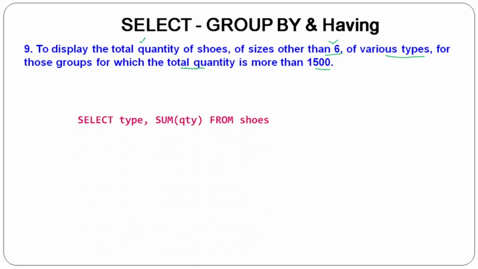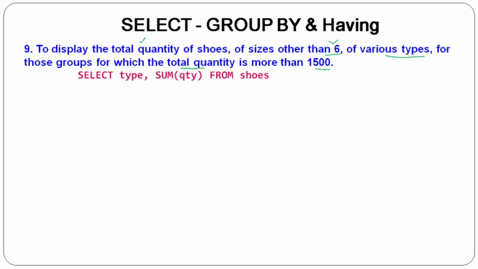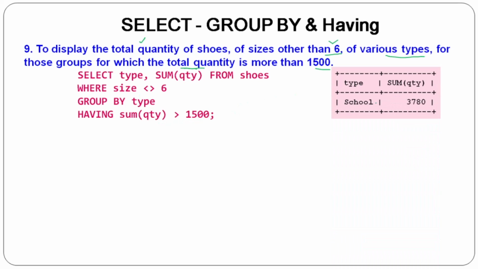So the query will be select type comma sum quantity from shoes where size not equal to 6. First we have to filter the data, and after filtering we have to group the data, group by type, and after grouping we have to apply the aggregate function condition by using the having clause, having sum quantity greater than 1500. The output will be school 3780.